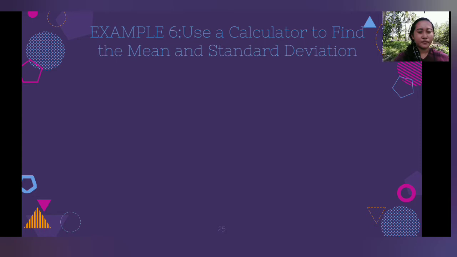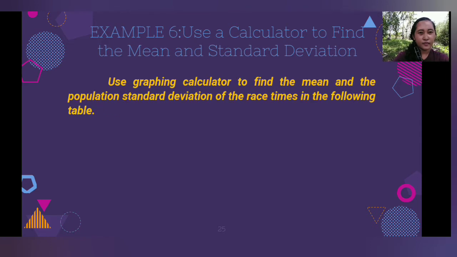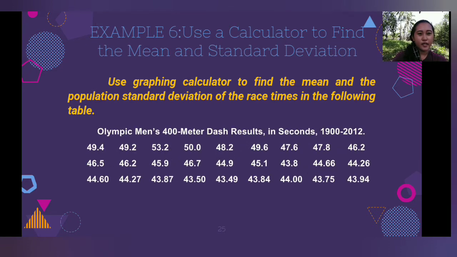So we have example number 6. Use a calculator to find the mean and standard deviation. Use a graphing calculator to find the mean and the population standard deviation of the race times in the following table. So this is the data population for the Olympic men's 400-meter dash results in seconds. We have 49.4 up to 43.94, and we're going to solve it using the TI-83/84 calculator. So here it goes.